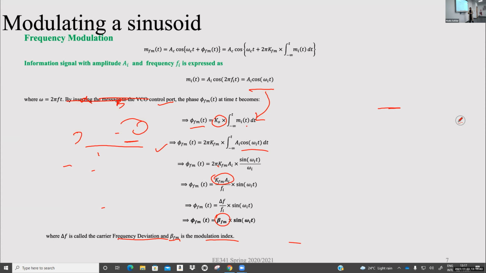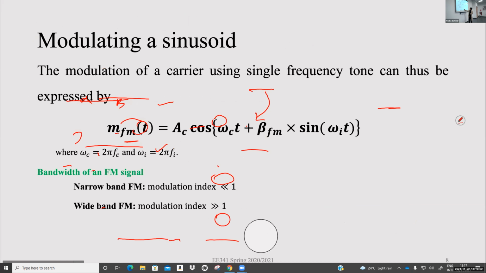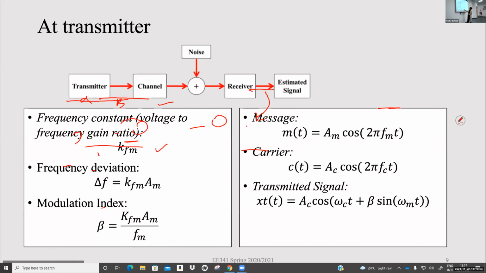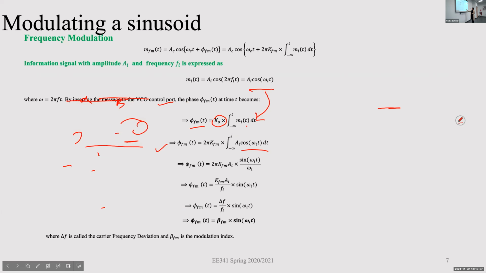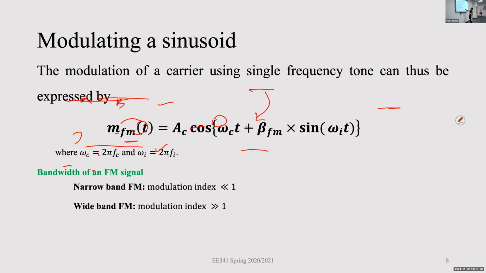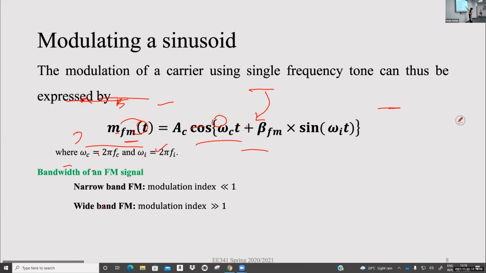This modulation index will tell how much variation in frequency is happening. These equations are a bit difficult, and you have to do a lot of mathematics for this. Finally, after solving, we will get this equation: Ac cosine of omega c of t plus beta into Fm, where beta Fm is the modulation index, then sine of omega i of t. Here omega c is equal to 2 pi fc, and this is omega for the information signal, 2 pi fi.